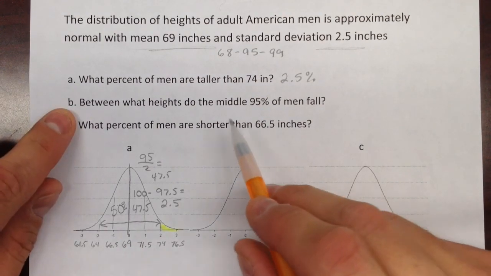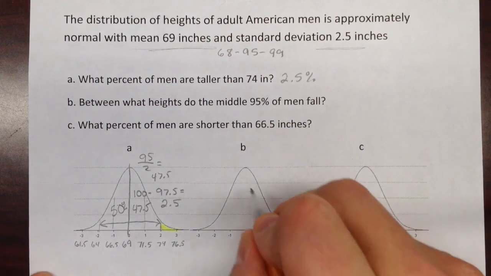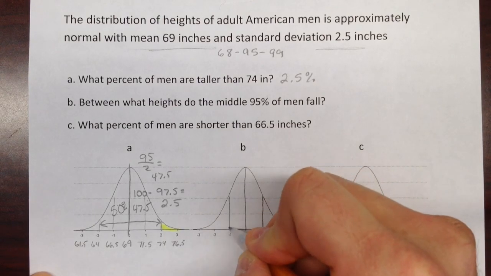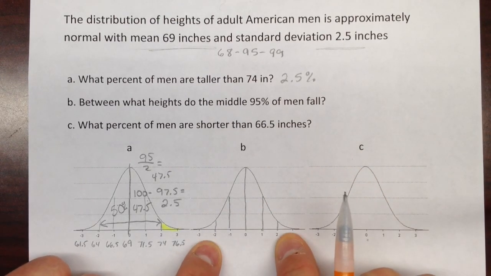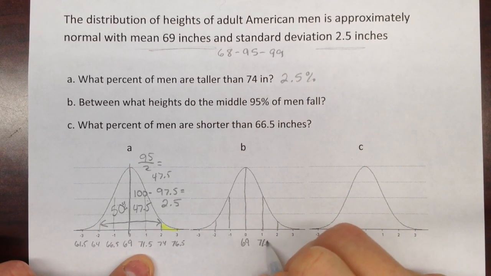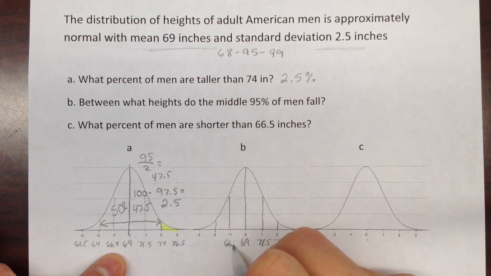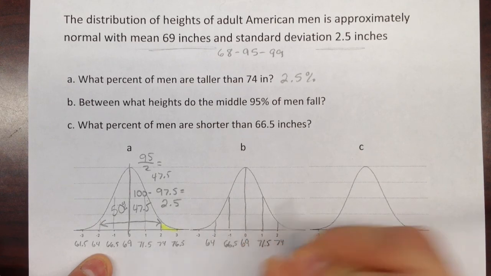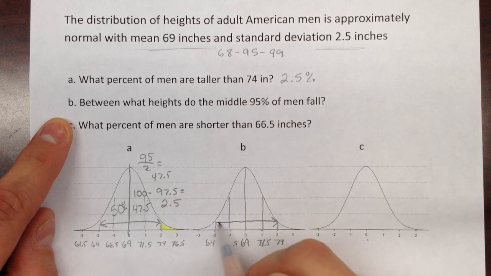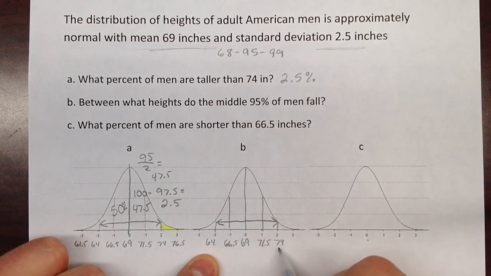The next one is, between what heights do the middle 95% of men fall? Well, we can even use this one to do that, but we'll still make a new graph here. So make it down. 95 is in 2 standard deviations, so I'm not going to label the third one for this one. So again, the mean goes in the middle. And then I'll go to 74. And over here, 66.5 and 64. So 95% of men fall between these two amounts here, because 95 is 2 standard deviations. So it's between 64 inches and 74 inches.